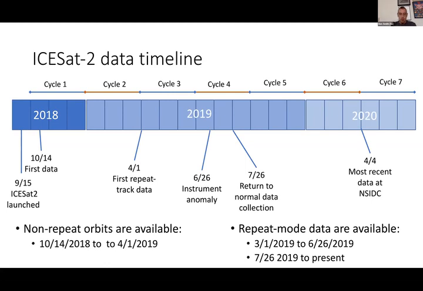So we have non-repeat data available in the very early part of the mission. We have repeat track mode data available from the first quarter of 2019 onwards with this one data gap. And so when you're looking at the data for your particular region, you may find all of these features appear in the data.